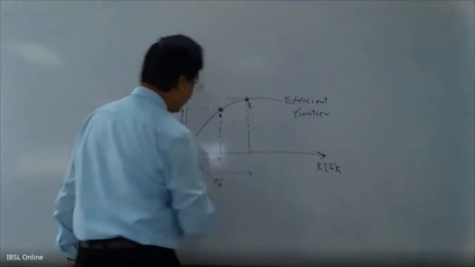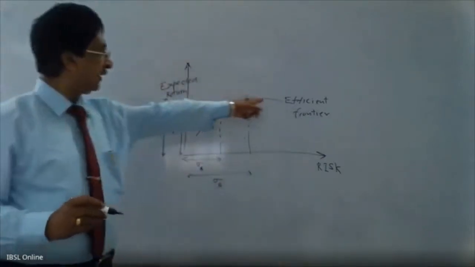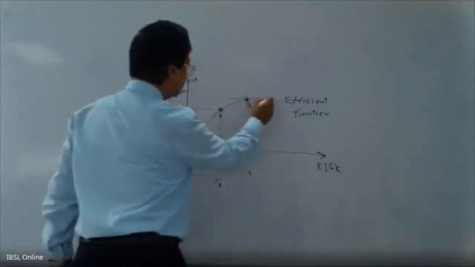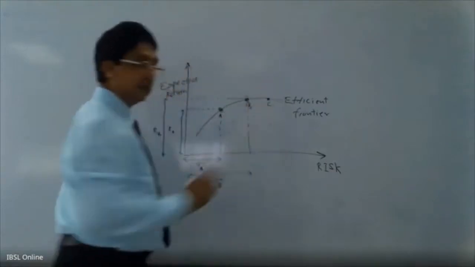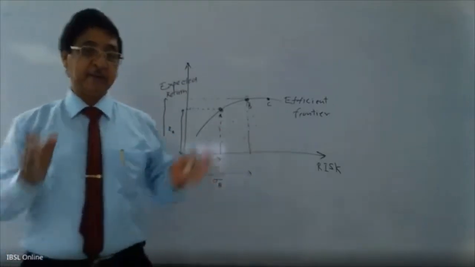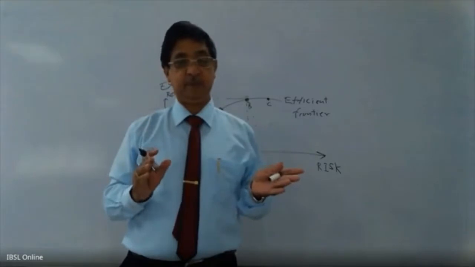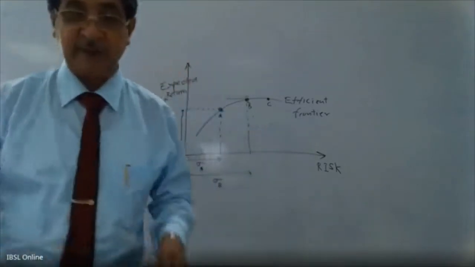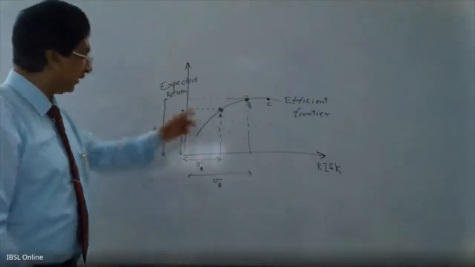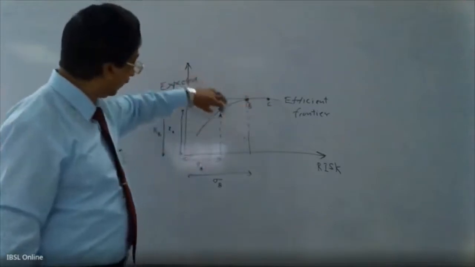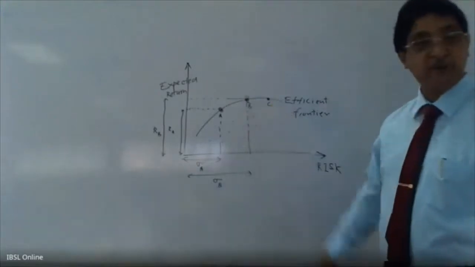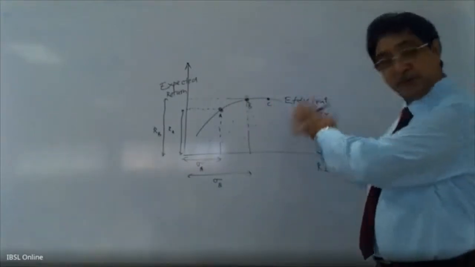Sigma B. If you take another portfolio here that is also on the efficient frontier, we can denote it as C. Then its return we can say RC, and the risk is sigma C. All those are efficient portfolios. So portfolio A is an efficient portfolio. Portfolio B is also an efficient portfolio. Portfolio C is also an efficient portfolio.